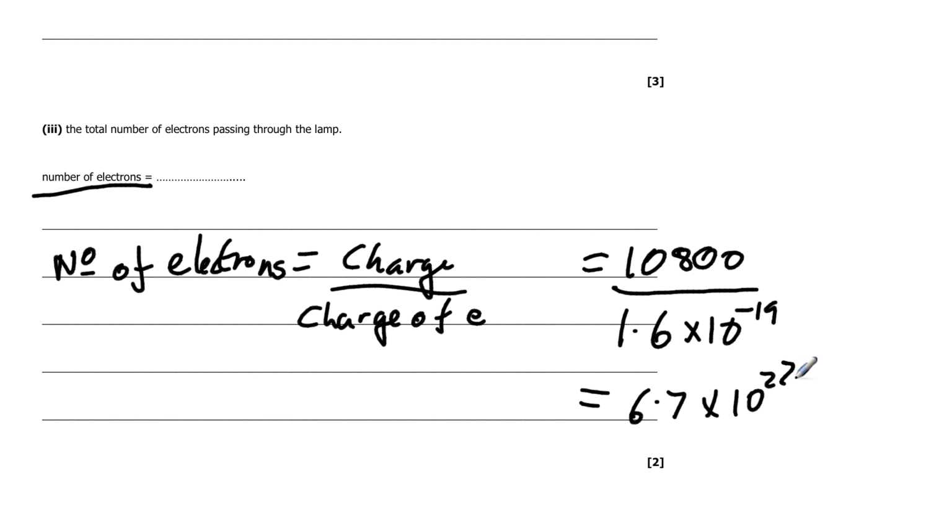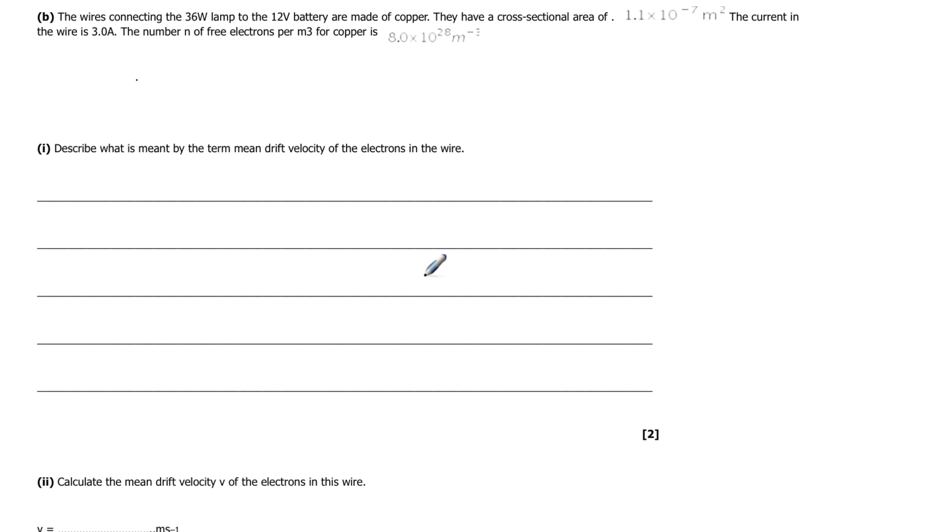to the 22. For this next question, we need to describe what's meant by the mean drift velocity of electrons in a wire, and to gain those marks, we need to talk about the idea that it's the average displacement along the wire per second. So average displacement along the wire, not necessarily the average displacement in terms of the actual path the electron has taken. So I'll just sketch what I mean by that.